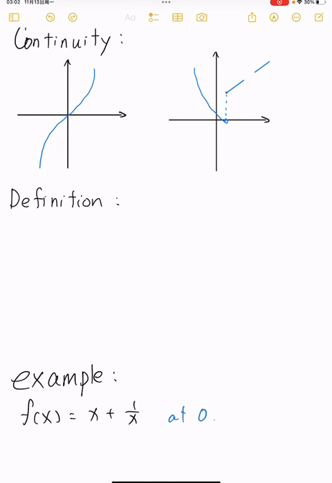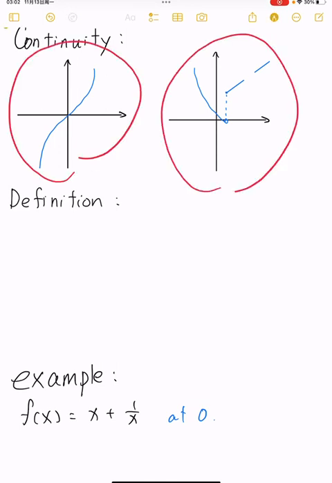From first sight, we can see that this function is continuous while this function is not. You probably told that from the two gaps here, which is something we do not want when we are doing continuity. What we want is, say that this is point A. When x is approaching A, we want y to be approaching f of A. Hence, we can get the definition.